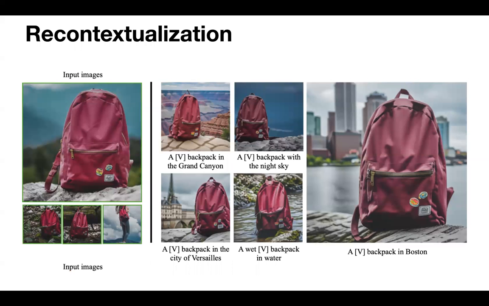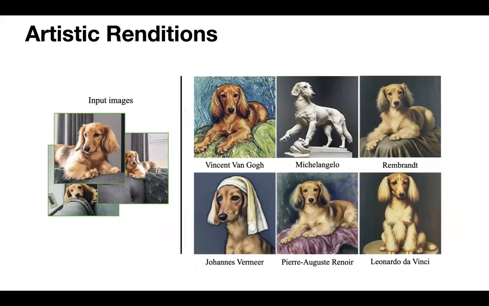Our method coalesces into striking results for different applications. For example, we can achieve strong recontextualization where the subject is imagined in different contexts and locations that are unseen in the input images. For example, this backpack in Boston or in the Grand Canyon. DreamBooth also allows for novel artistic renditions of a subject in different styles, such as this dog in the style of Renoir or Vermeer.